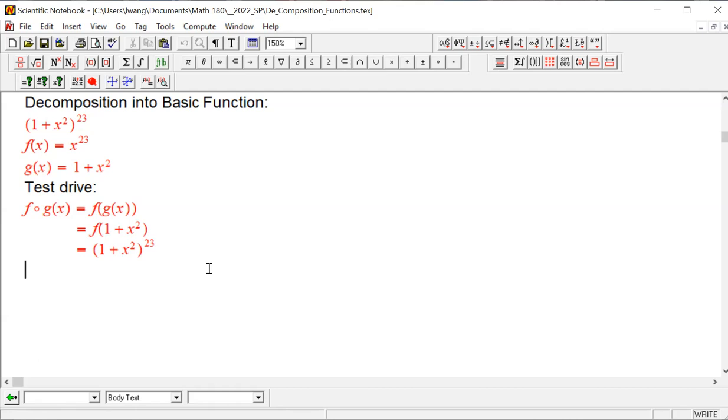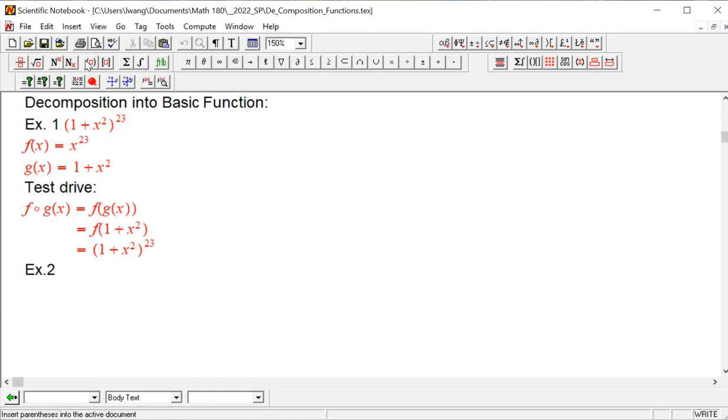Let's look at another example of decomposition. Wait a second, I just found that page. Oh, here it is. Okay, so let's look at another one. This was example number 1, and let's make this example number 2.